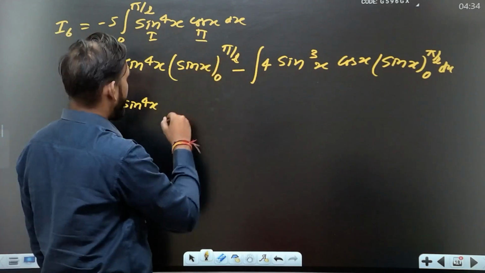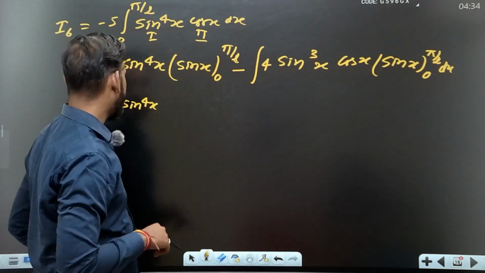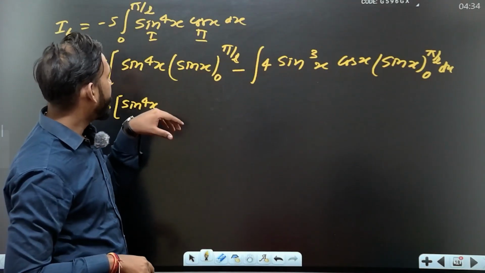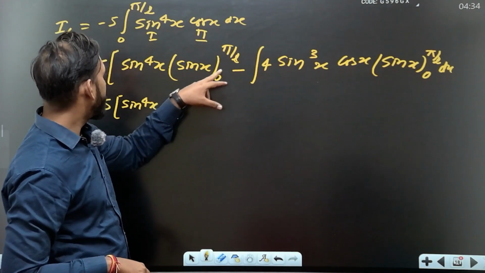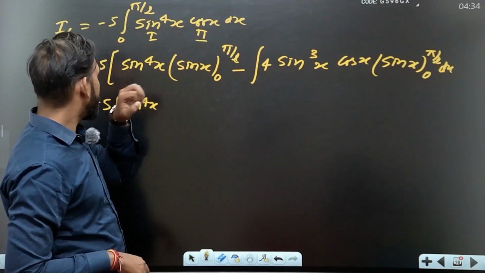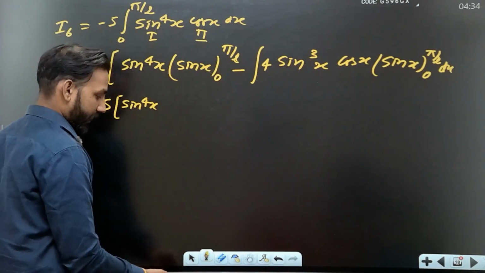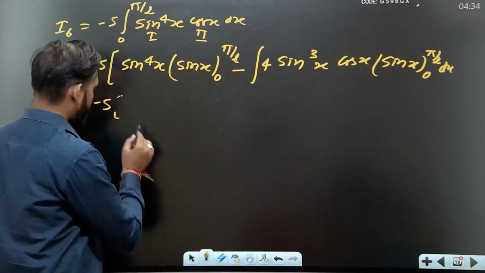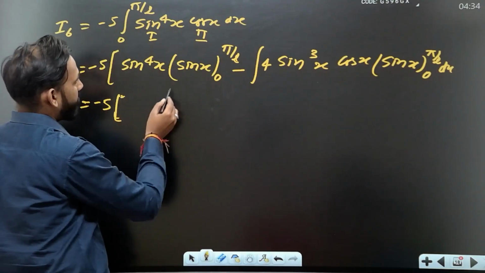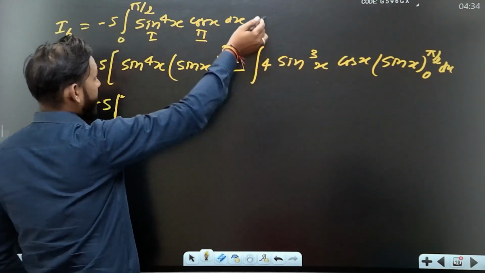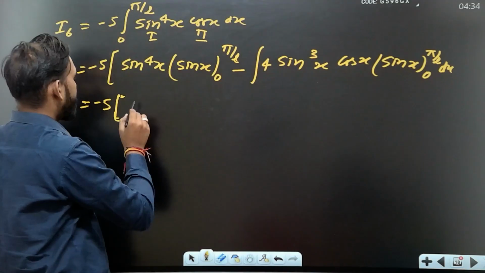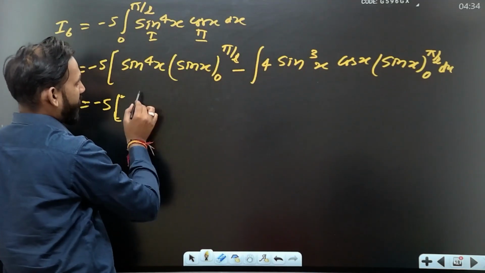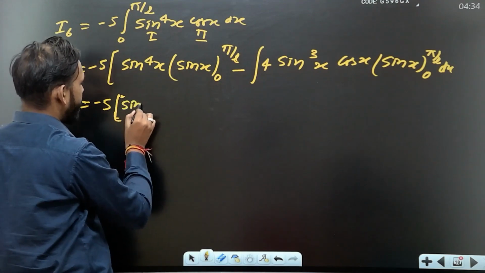Okay, and we put the limit of this particular function: 5 sin to the power 4 x, and the upper limit will be 1, then we get sin to the power 4, right? And if we put the limit over here, we get 1, because we put all the limits here. If we put pi by 2, the upper limit is pi by 2.